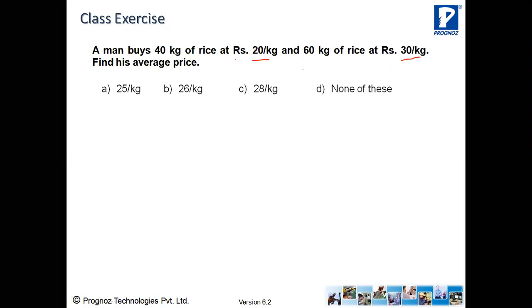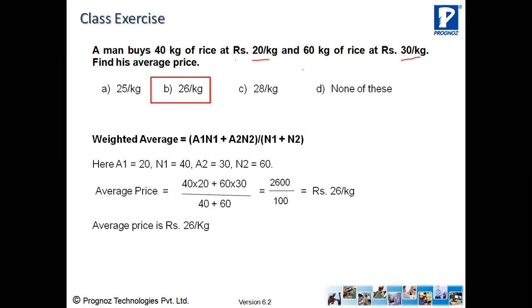नहीं, 28 नहीं होगा. N1 A1. 40 into 820 plus 30 into 60 divided by 40 plus 60. 26. Very good. It will be 26. Yeah, 26, right. It will be 26 rupees per kg.